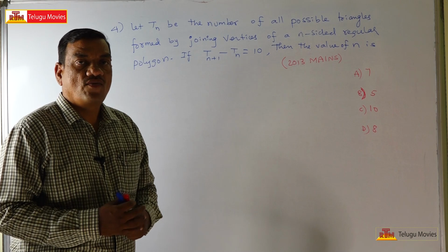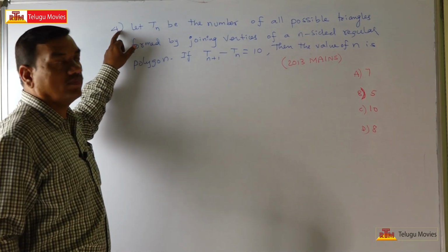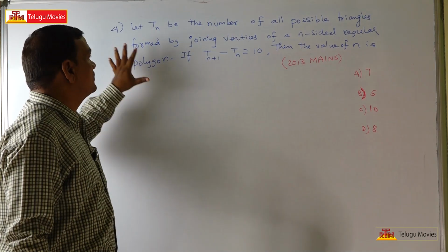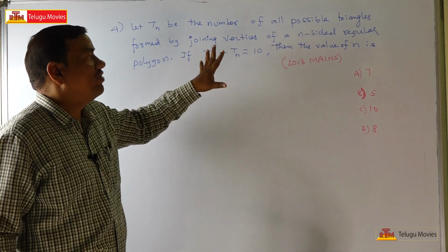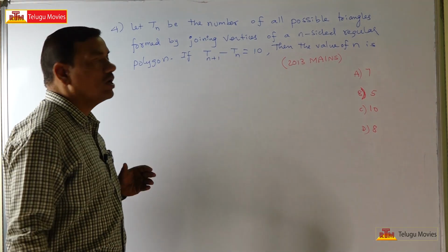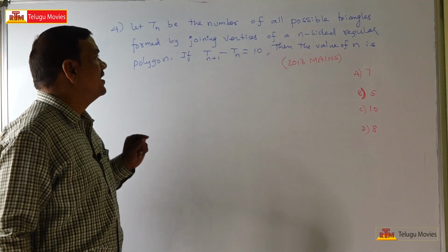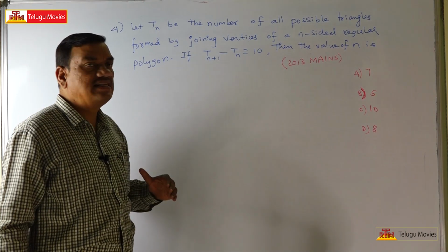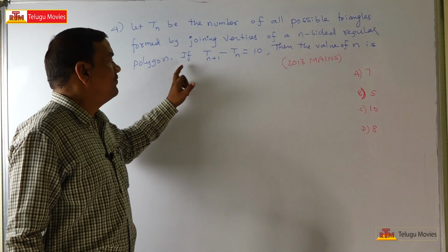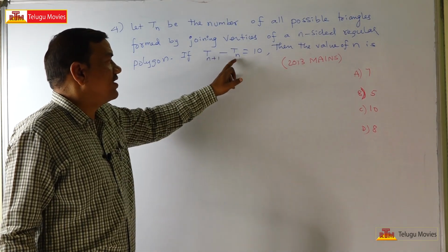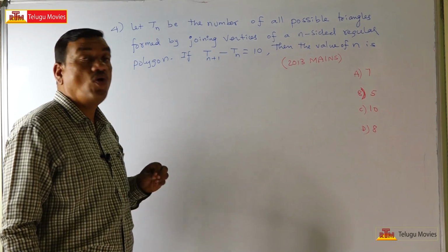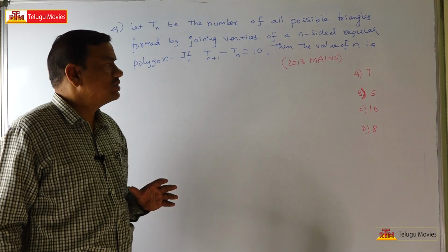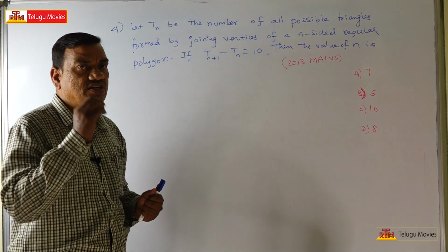Dear students, welcome to the fourth problem. Let Tn be the number of all possible triangles formed by joining vertices of an n-sided regular polygon. So, what is Tn here? It is the number of all possible triangles formed by joining the vertices of an n-sided regular polygon. If T of n plus 1 minus T of n is equal to 10, then the value of n is. It was asked in the JEE Mains examination. Very easy problem, very easy solution.